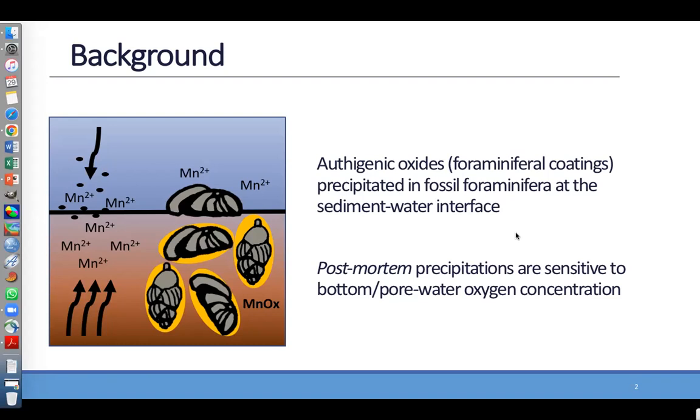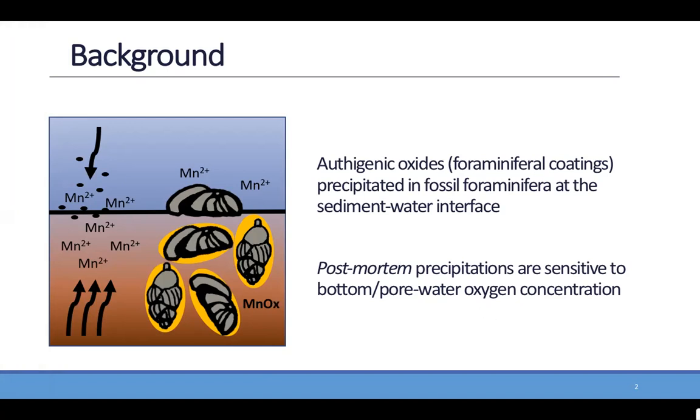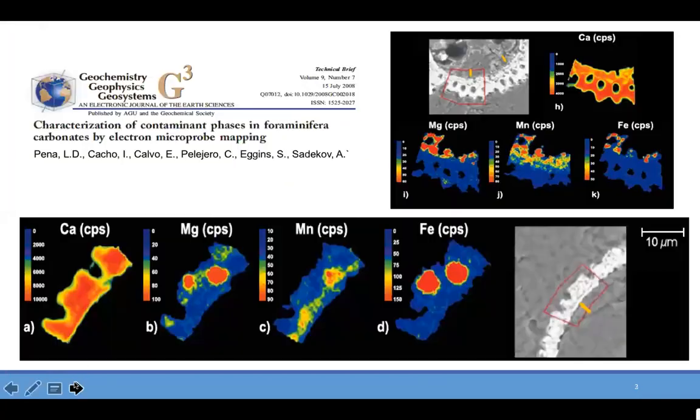In this image that you're seeing here, it's just trying to illustrate the manganese oxides precipitation in the interface between water and sediment. So it means that we have manganese available in the sediment and also manganese that's being delivered by the particles. And we have also manganese in bottom waters, and then in an environment with oxic conditions, we do have the precipitation of manganese oxides, roughly represented as this yellow surrounding thing.